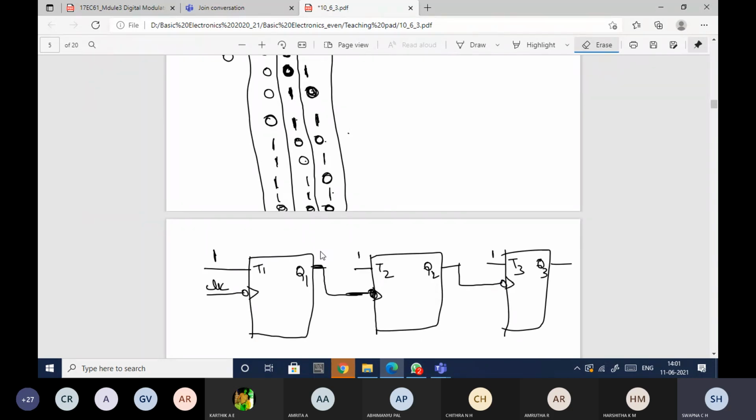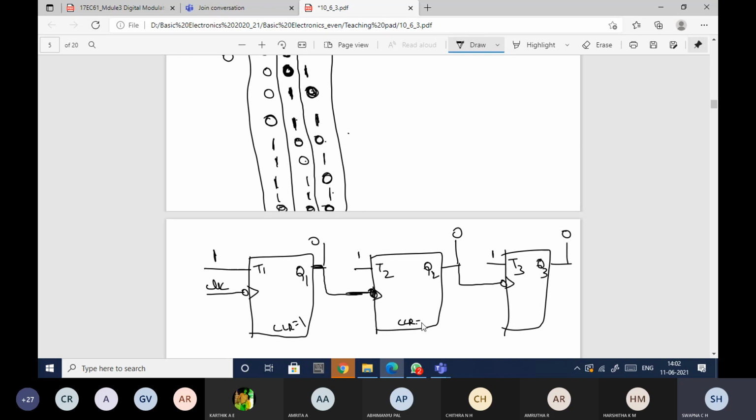Initially, I'm making all the flip-flop outputs 0. How am I making that? I'm giving CLR equal to 1, so that this will reset the flip-flop. Reset in the sense it will make all the output values equal to 0.